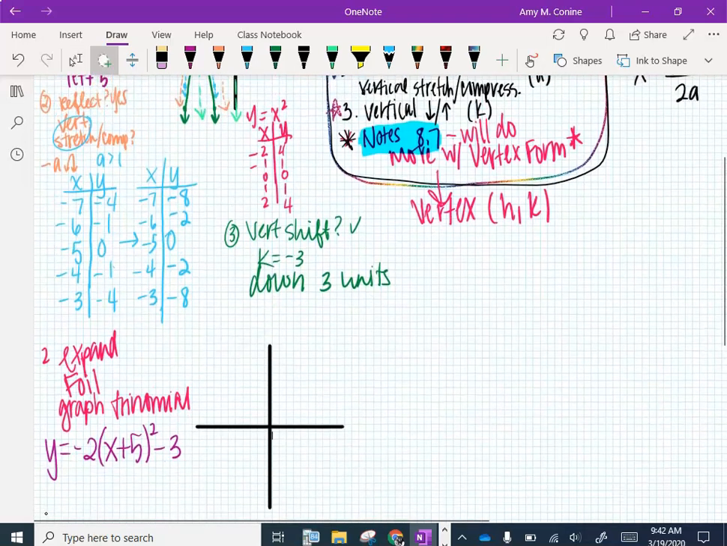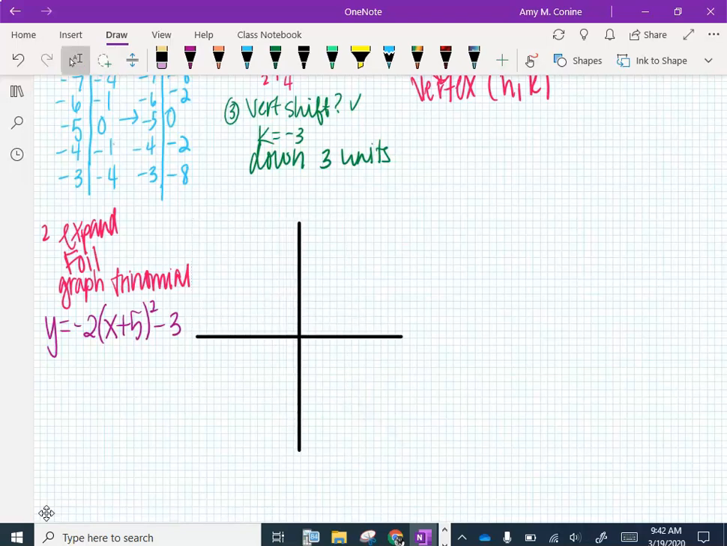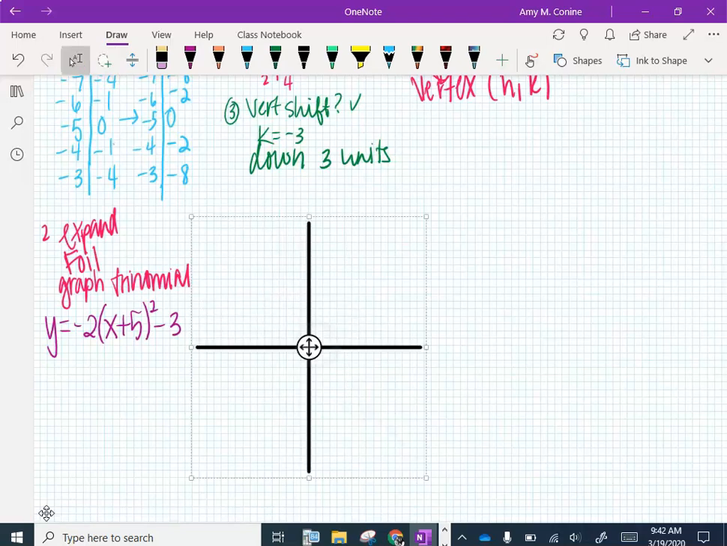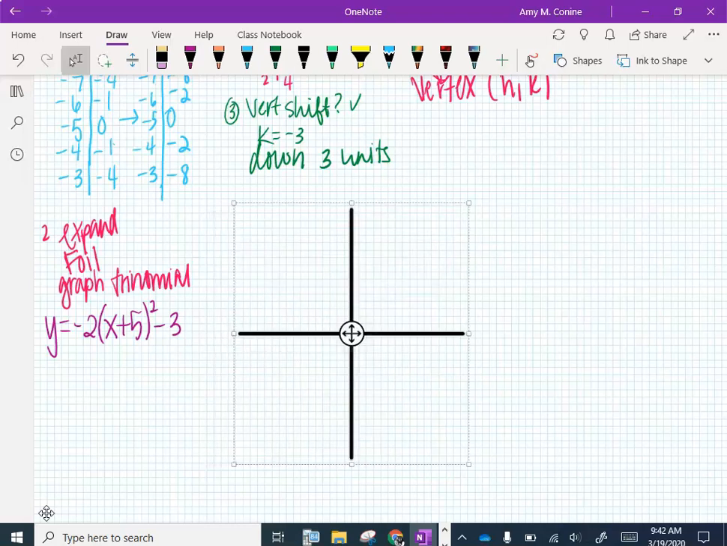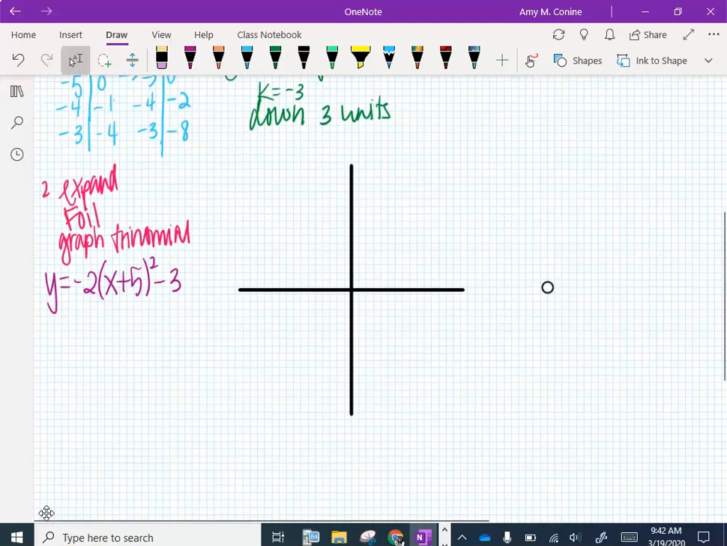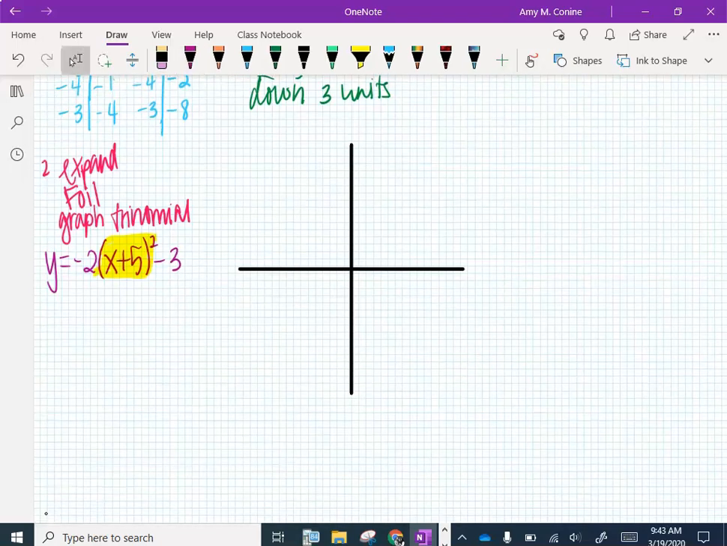And I'm going to make my graph a little bit bigger. So if you're doing this right now, I would make your graph a little bit bigger so you have a little bit more room to show everything. So the other way to do this is expand this part, FOIL or smiley face it, however you like to remember it. And then once you've collected all your like terms, just graph how we normally graph. So I'm going to do that.